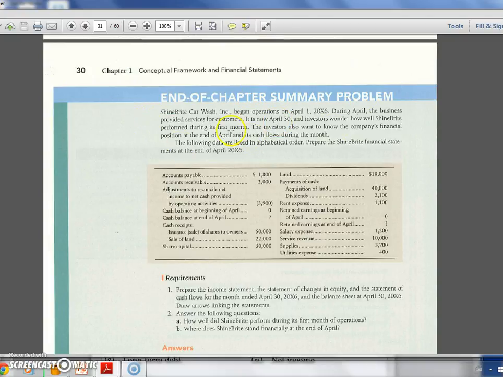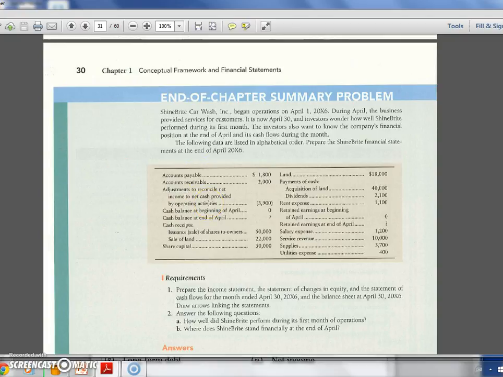Okay, so there's a car wash company that started operations on April 1st. And right now, it's the end of the first month of operations. It's April 30th. And they're wondering, well, how have we done so far? Anytime people have invested, they'll ask you these questions. And if you're on top of things, then it's not such an onerous activity. So keeping in mind that we have assets equals liabilities plus owner's equity. That's the first and most important accounting equation.